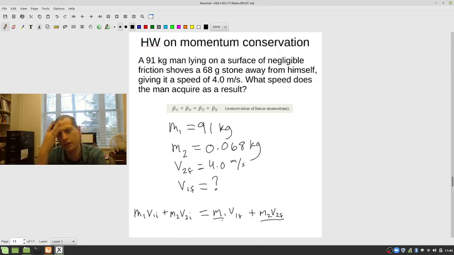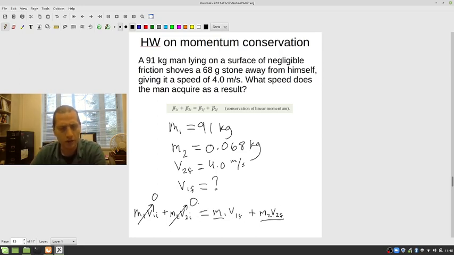However, let me think about it. What speed do they have beforehand? Well, if they're just standing still, this speed is going to be 0. So this is going to be 0. And this speed's also 0, so that's also going to be 0. So I'm going to have a positive number equals 0.